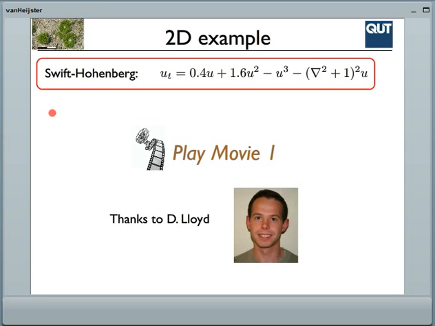An example of instability, but now in 2D, is the Swift-Hohenberg equation, which is a very well-known equation. And this is presumably modeling this desertification I was talking about in the beginning. So this creation of deserts in these spots and stripes. I did not make this movie myself. I got this movie from David Lloyd, who is at the University of Surrey in England.